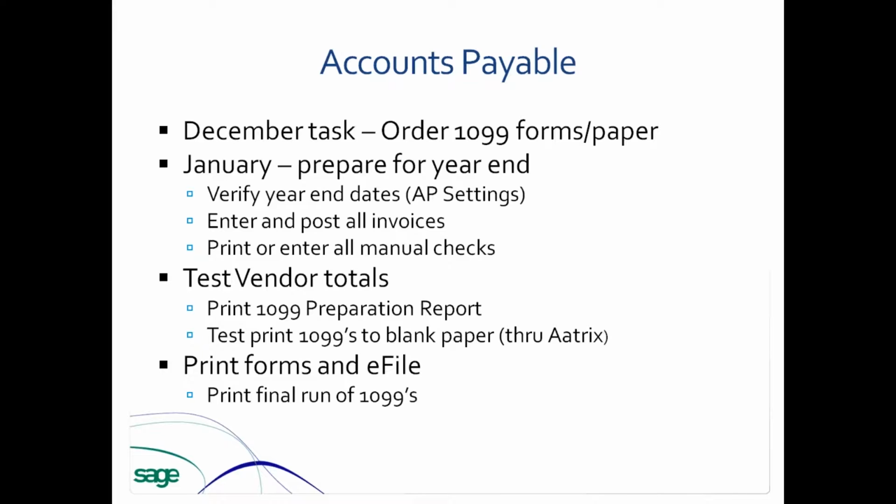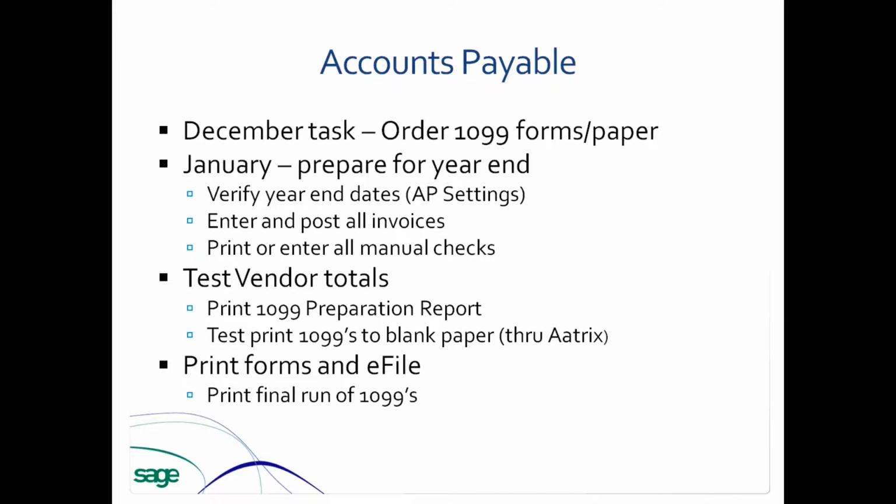For right now, you should be getting ready as far as having enough paper for the different forms that you need to print. Come January, we need to make sure that your year-end dates are set correctly in AP settings. You need to make sure that everything has been entered and posted. All checks have been printed. All manual checks have been recorded. Any electronic funds transfers that need to show up on a 1099 need to be recorded through AP. That all needs to be taken care of for anything dated in 2018.